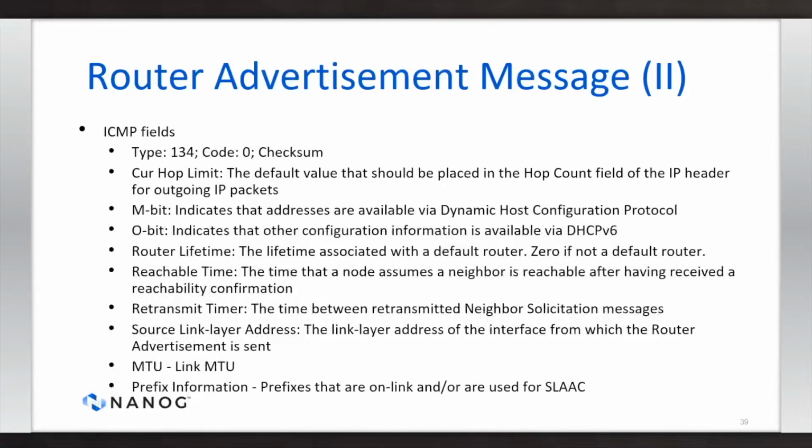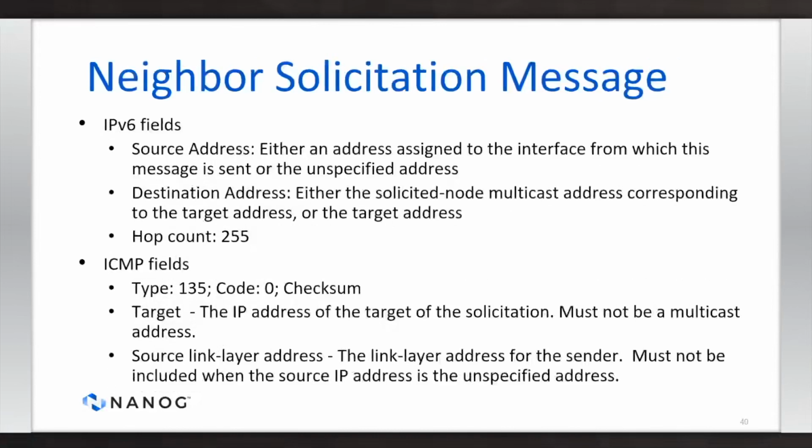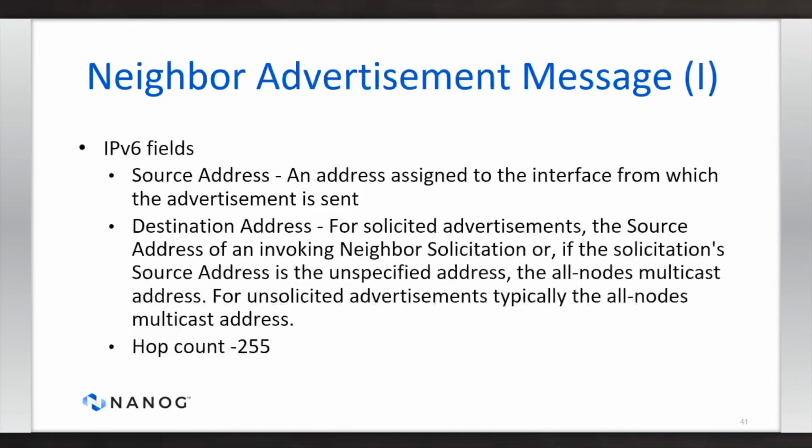DHCPv6, which feels a lot like DHCPv4, and SLAAC. There are neighbor solicitation messages, and here I won't read the slide to you, but you'll see that there's a parallel between neighbor solicitation and router solicitation, and neighbor advertisement message. And here the IPv6 fields are actually important.